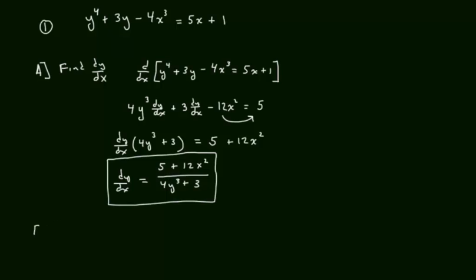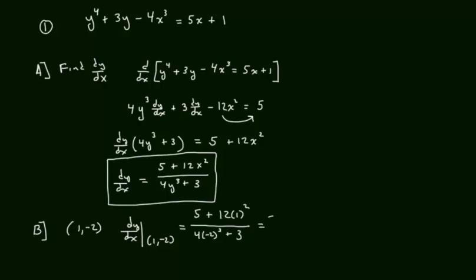And in part B, it wants to know specifically what is the slope of the tangent at the point (1, negative 2). What is the slope of that tangent? So dy/dx at the point (1, negative 2), I will plug 1 in for x, and I will plug negative 2 in for y. And that will yield negative 17 over 29. That would be the slope of that tangent.